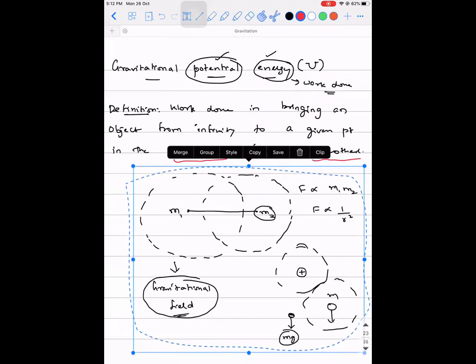Shall I proceed? Sir, you told the ball is attracted to something, no? That's the Earth, right? Yes, it is attracted towards the center of the Earth.